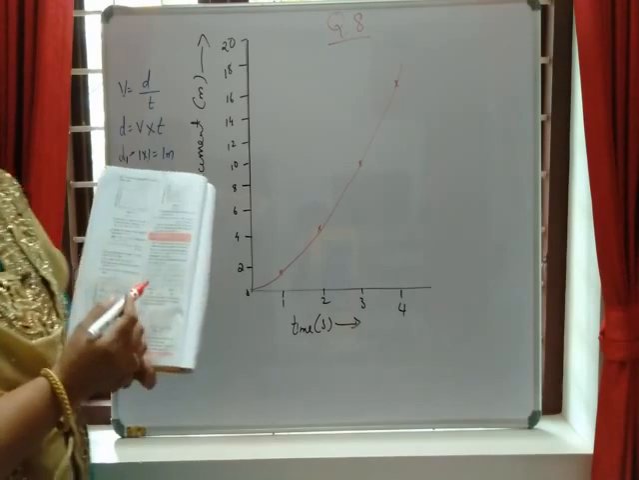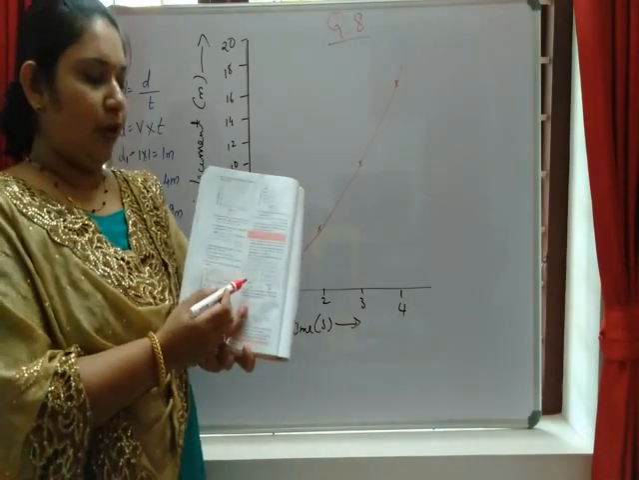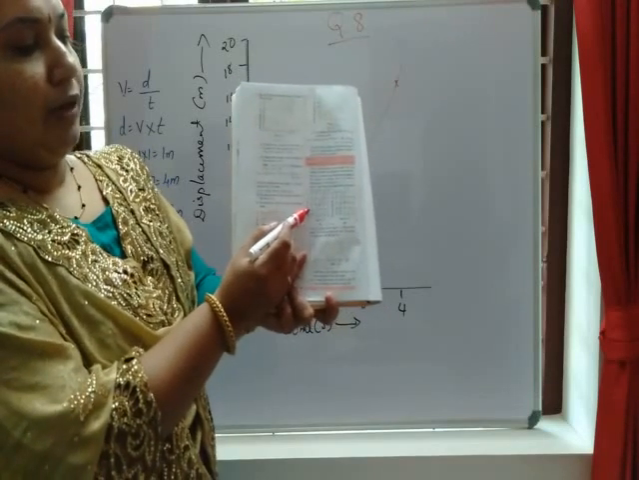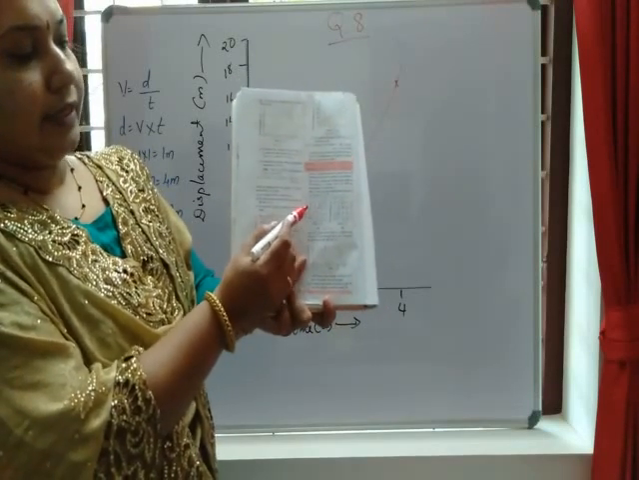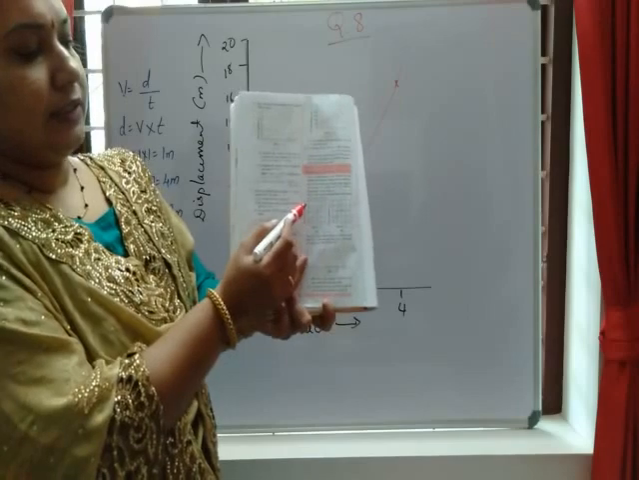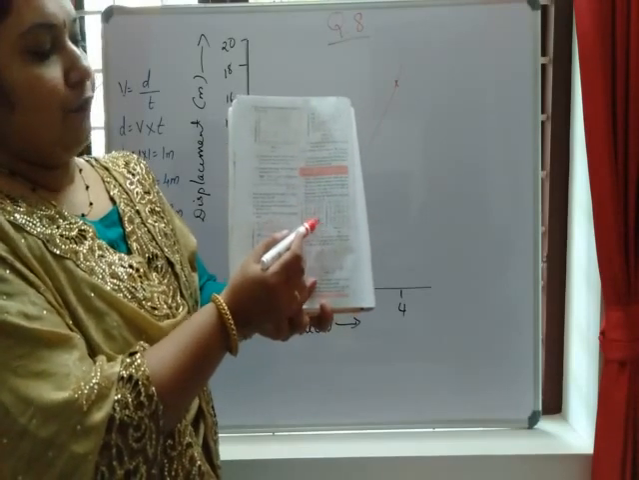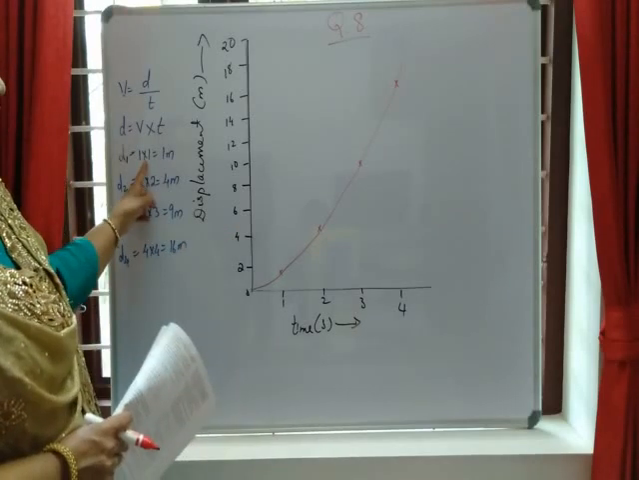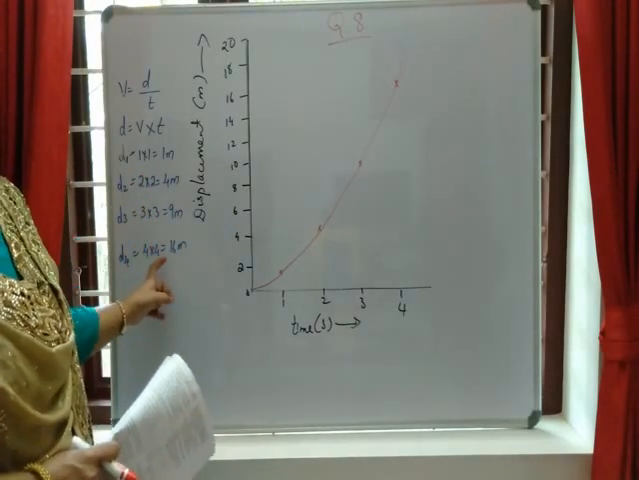It's clearly given in the textbook. Using the graph, you have to find. First second, we can see 1 meter per second. Second, 2 meter per second. Third second, 3 meter per second. And fourth second, 4 meter per second. That is why I took here 1 into 1, 2 into 2, 3 into 3, 4 into 4.